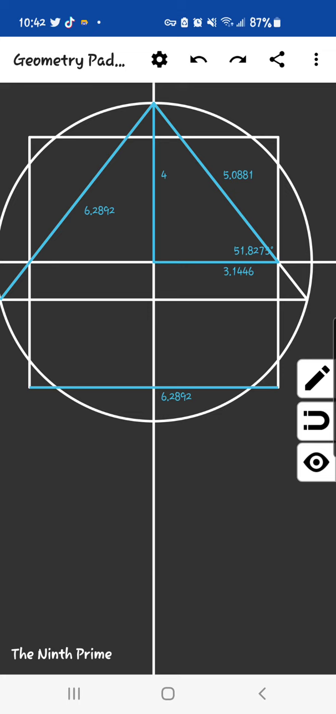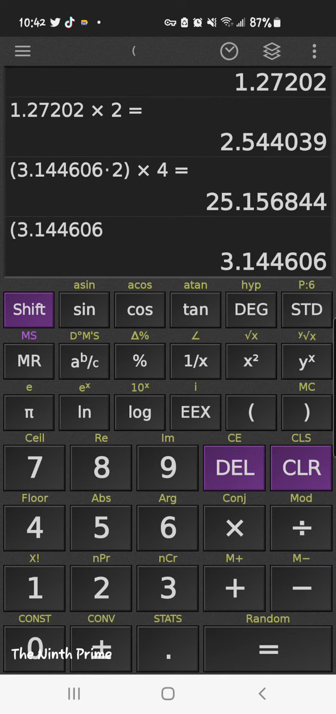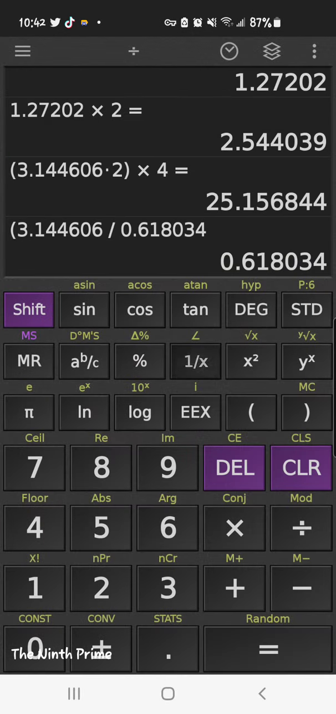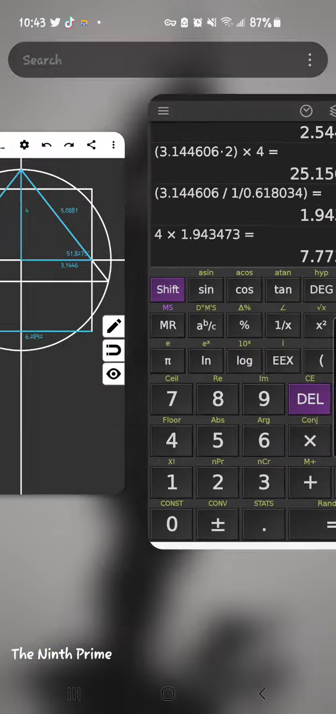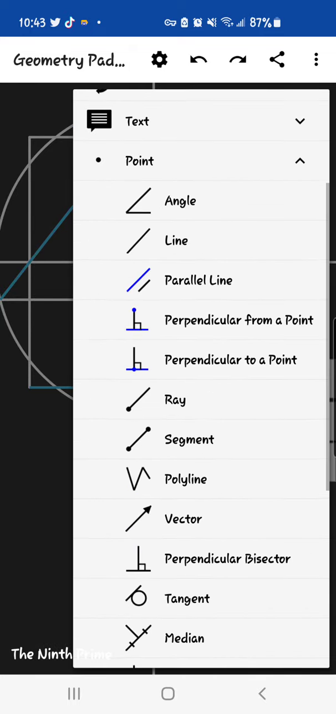But, oh yeah, one more thing. If you do pi divided by phi, by the golden ratio, it gives us that number. And if I was to multiply 4, which is the radius right now, by that number, it would give us 7.7777. Now, that 7.7777 in this figure right here is the full base of the pyramid.